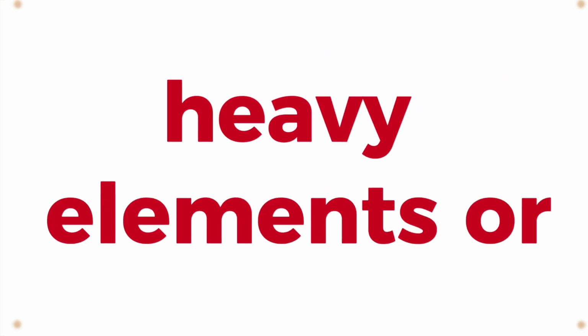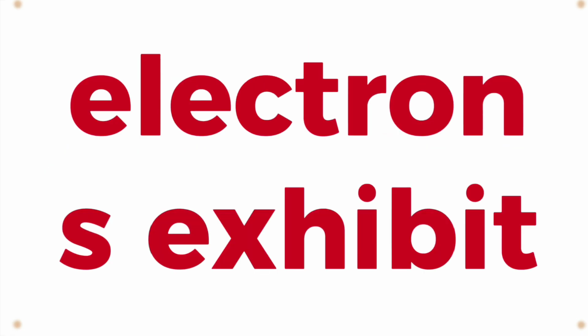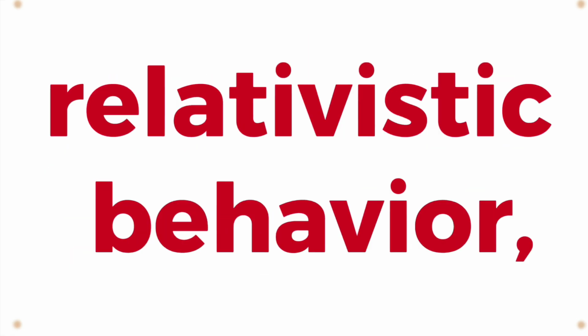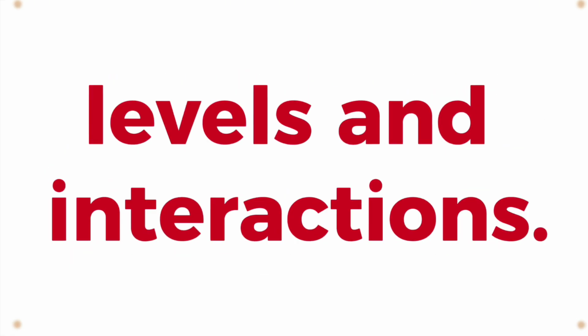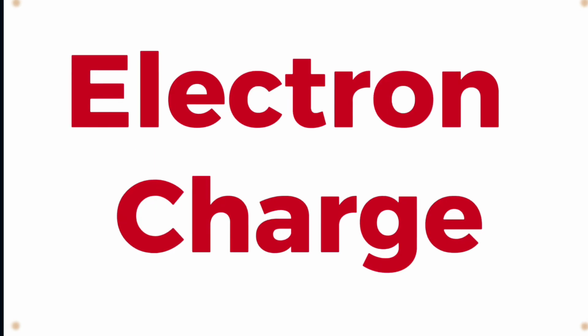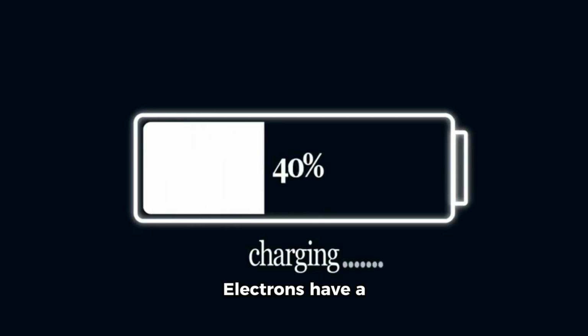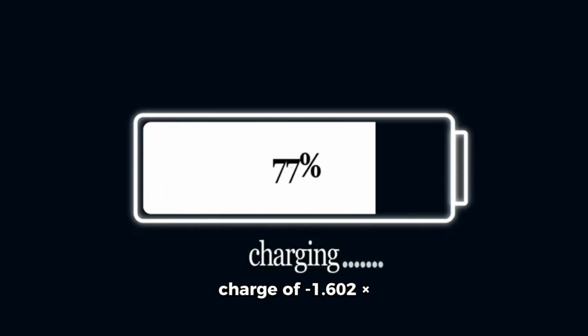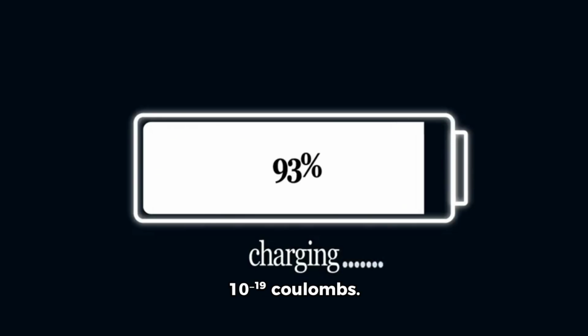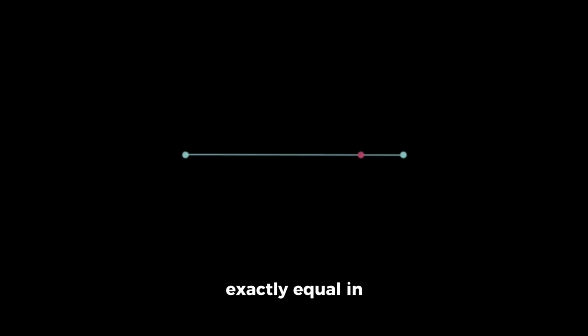Relativistic effects. In very high-speed conditions, for example, in heavy elements or particle accelerators, electrons exhibit relativistic behavior, affecting their energy levels and interactions. Electron charge. Electrons have a fundamental negative charge of -1.602 times 10^-19 coulombs. This charge is exactly equal in magnitude, but opposite to the charge of a proton, +1.602 times 10^-19 C.